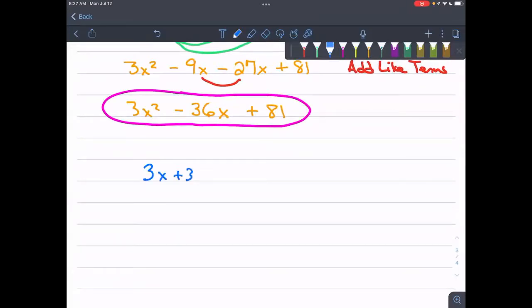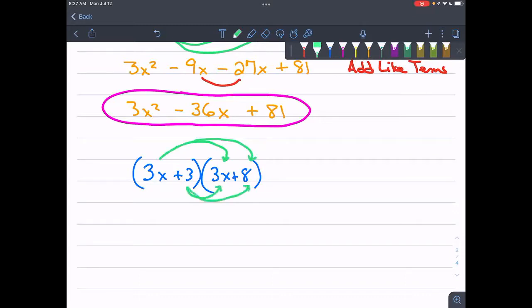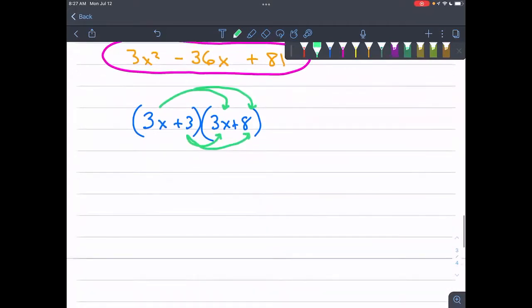3x plus 3, and then 3x plus 8. 3x plus 3, 3x plus 8. Not really much different here. So multiplying binomials, we want to take the 3x times everything in the second parentheses. Same with the 3. What's 3x times 3x going to be? 9x squared. Okay, that's really all I wanted to show on this one.